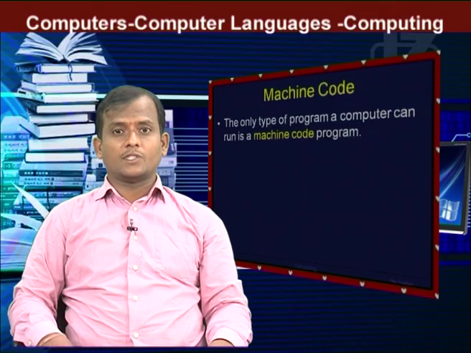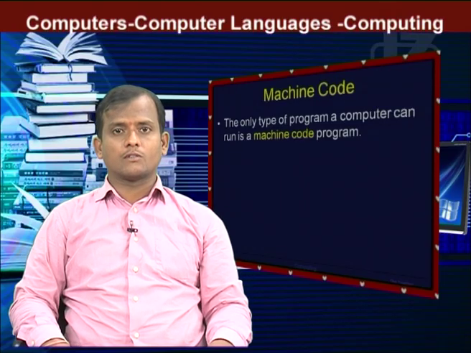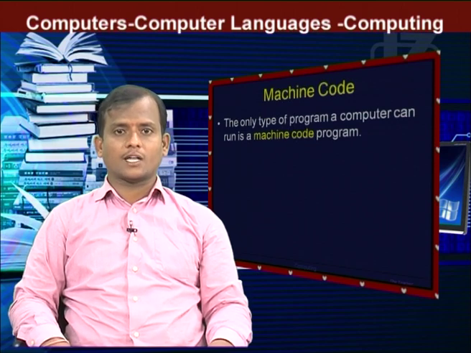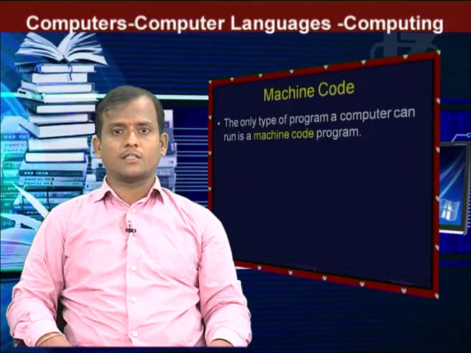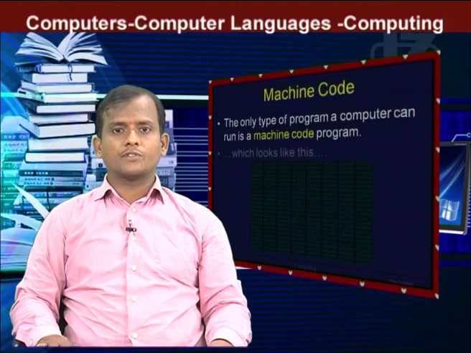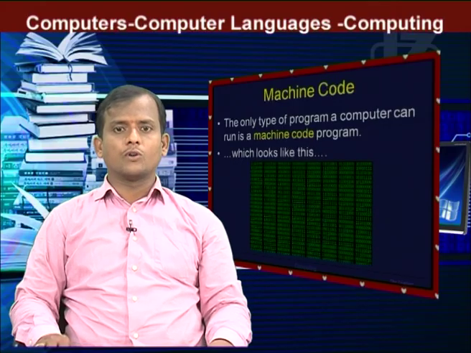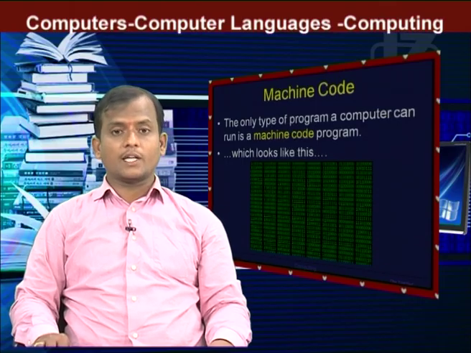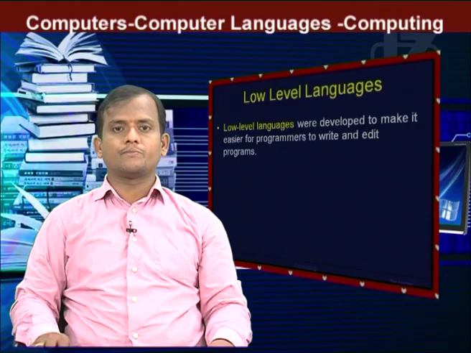The name itself says it's machine code, so only the machine can understand this code. A human cannot understand this code. If I show you, this is how it looks, zeros and ones. The machine can understand only this language, zeros and ones. That is why it is called machine code or machine language.